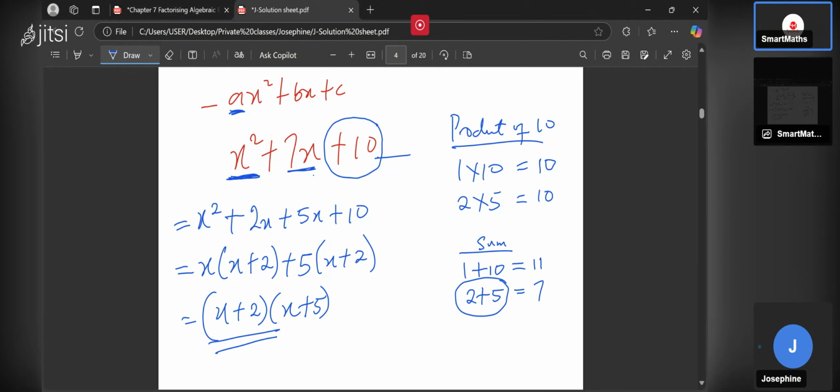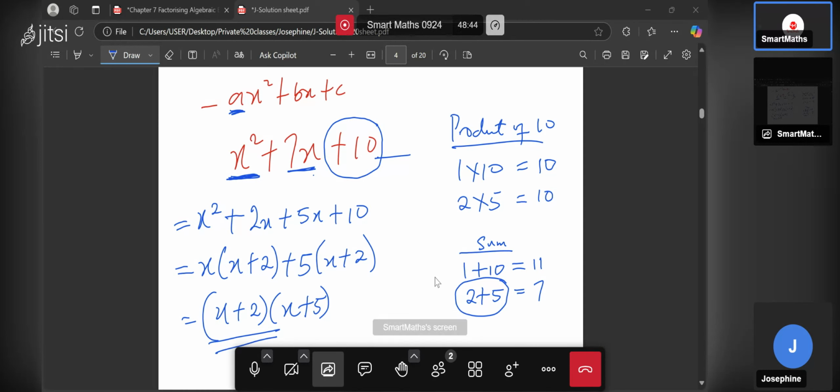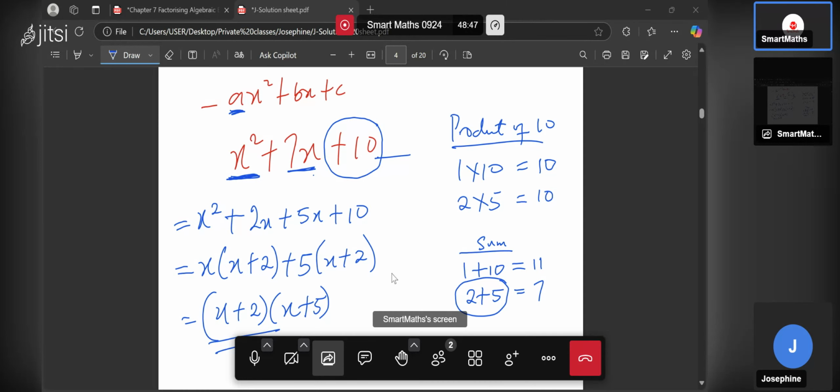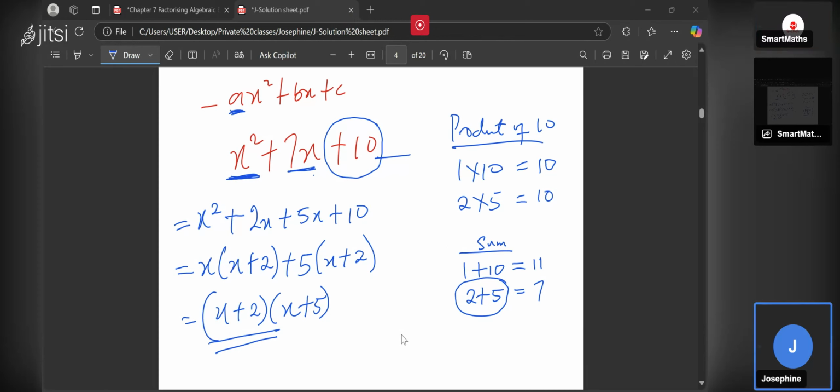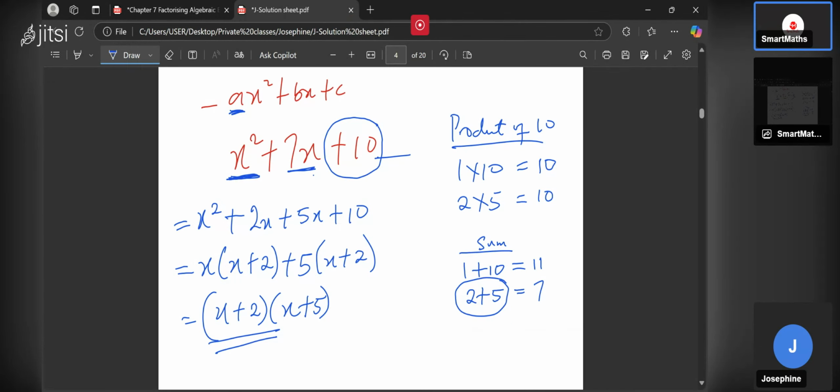Is this also called a quadratic equation? No. It's going to be a quadratic equation when you put equals to 0. You understand? Once you put equals to 0, it turns into a quadratic equation. So this one is a quadratic expression, but it is a trinomial. Yeah, a quadratic expression. It's clear, right? Yes.